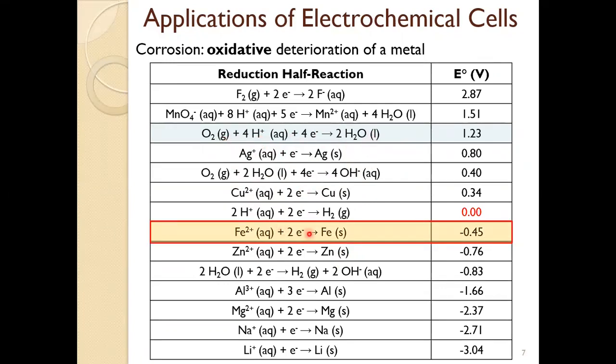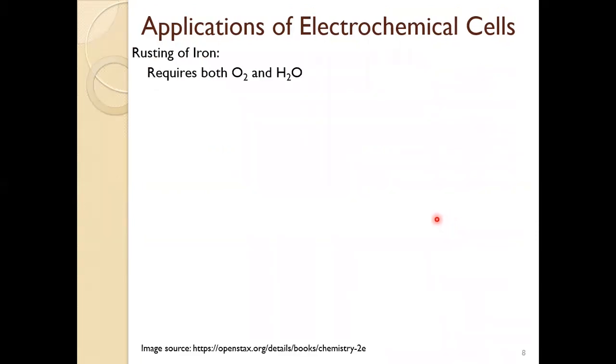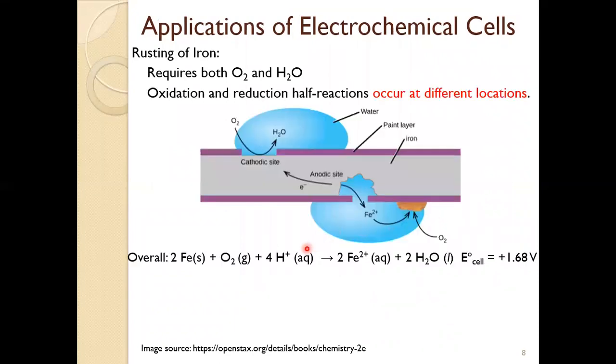So with oxygen and iron, 1.23 volts, negative 0.45 volts. If oxygen is your cathode, where reduction occurs, and iron is your anode, where oxidation occurs, then the cell potential is going to be the difference between this number and this number. As a result, the overall potential of the cell under standard conditions is positive 1.68 volts. Obviously, this reaction doesn't normally occur under standard conditions, but notice it's still positive, and so that's going to make it a spontaneous reaction. So in order for iron to rust, we need both oxygen as well as water.